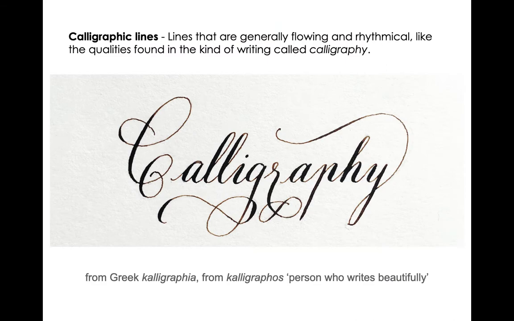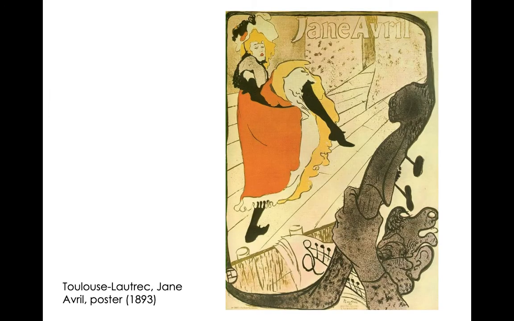Flowing and rhythmic lines, like those found in the kind of writing called calligraphy, are the defining characteristic of a calligraphic drawing. We can see those types of lines in the curvature of the woman's dress in this poster designed by the French artist Henri Toulouse-Lautrec. Notice how the line is wider and thinner as it travels. It seems as if the artist allowed his hand to lift from the page to create the more delicate line work.